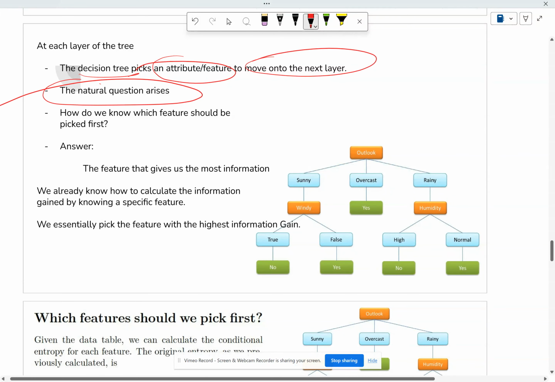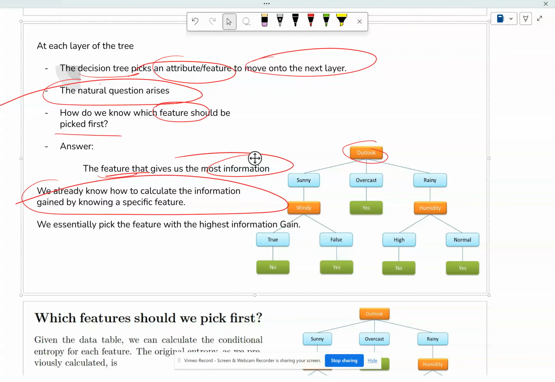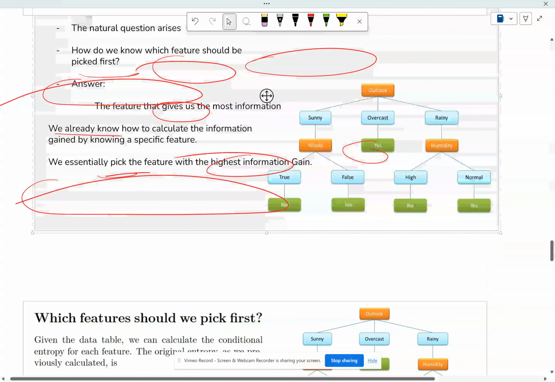So the natural question is, how do we pick which feature should be picked first? Well, now that I've given you so many hints, I hope you can guess that we want to pick the feature that essentially gives us the most information, the most information gained after something is revealed. And we already know how to calculate the information gain from our previous practice.